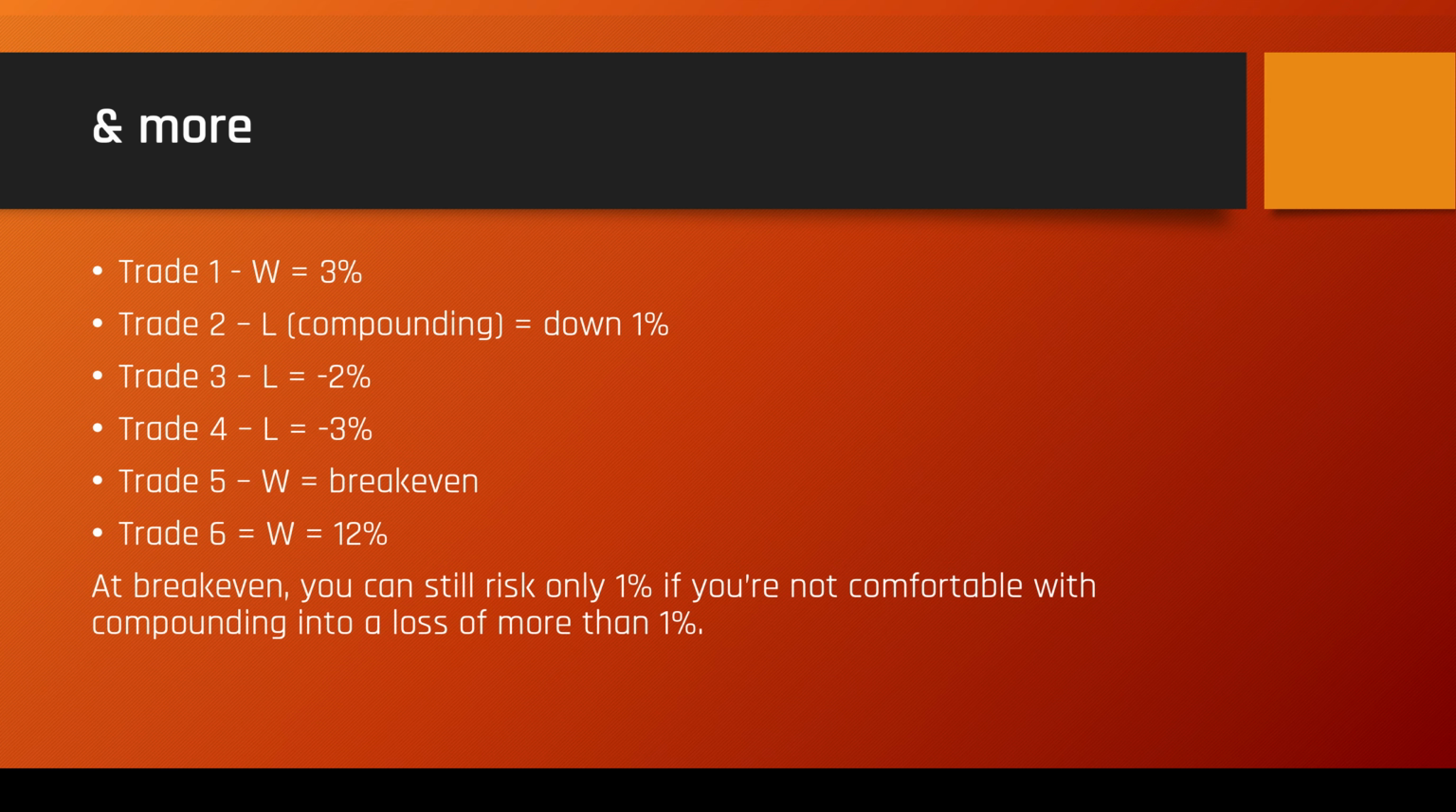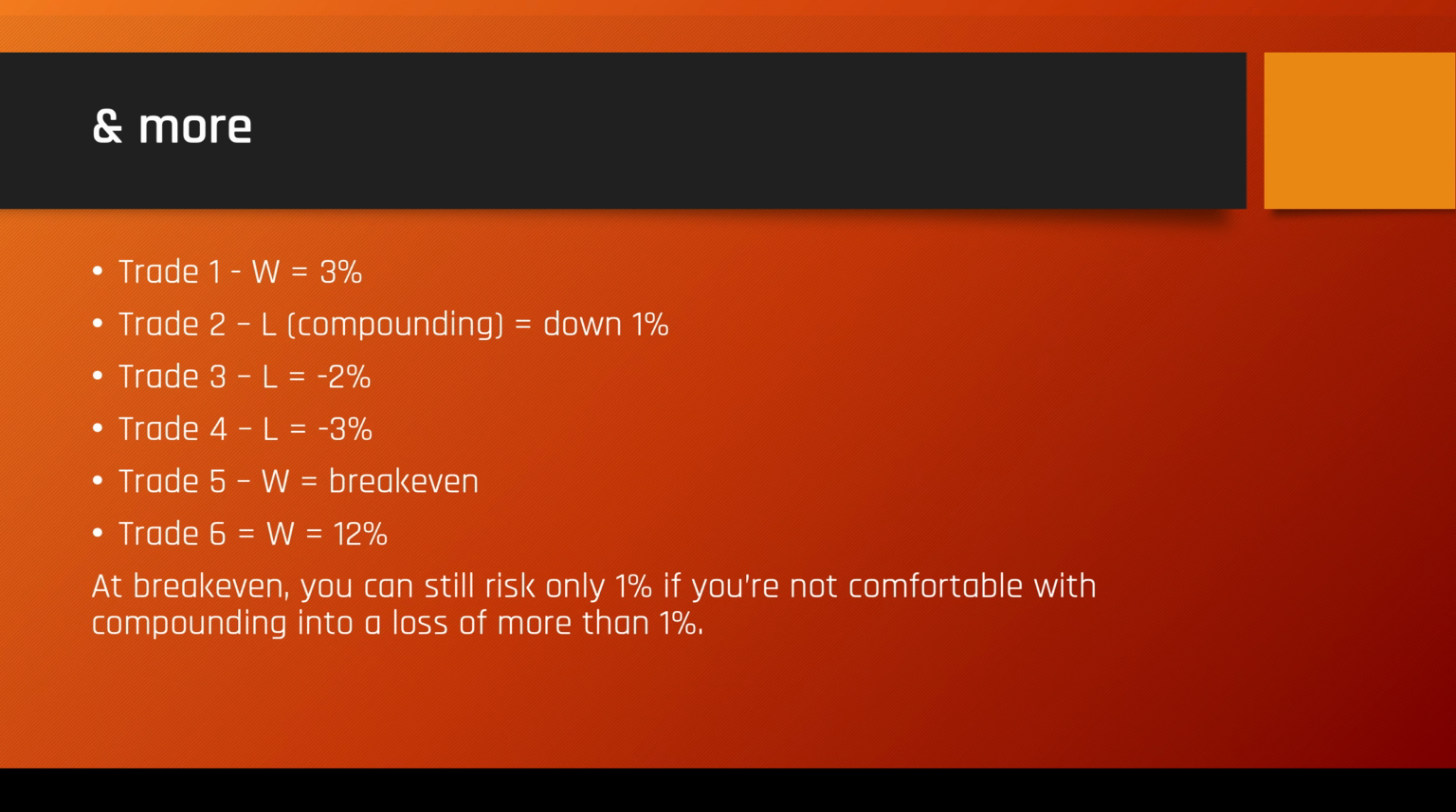However, if you get to break even, how do I put this? If you are in a position of negative 3% and you're not comfortable being in that position again, you don't have to compound your winnings if you're at break even. You can then win another trade, earn another 3%, be positive 3%, and then risk that in your compounding trade. So you'll only ever risk 1%. You won't be down 3% again, if that makes sense.